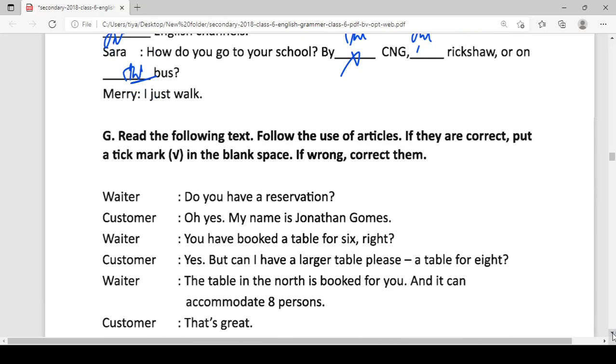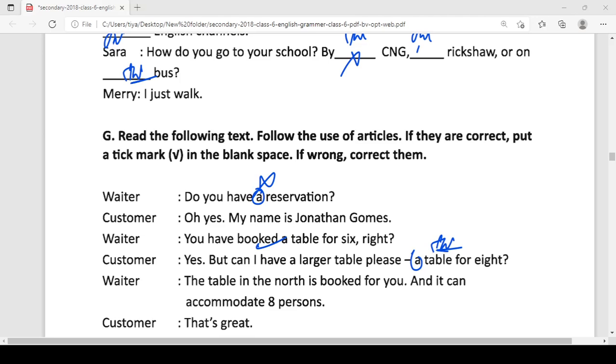Read the following text, follow the use of the articles, and if they are correct, put a tick mark. Okay, do you have a reservation or do you have reservation? Just skip it. Okay. Oh yes, my name is Jonathan Gomes. You have booked a table for 6. Okay, it is correct. And yes, but can I have a larger table, please? A table for 8. Larger table, please. A table for that. The table for the 8. The table in the north is booked for you, and it can accommodate 8 persons.